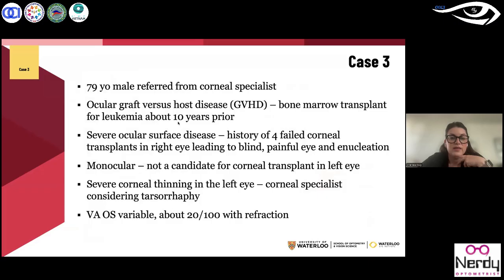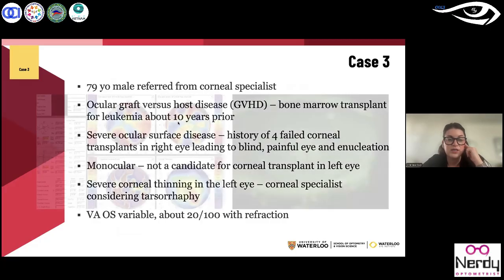So I know we're at the over the hour mark, so I'm just going to show you a recent case, a patient with graft versus host disease and severe ocular surface disease from that, who actually has a prosthetic eye from 4 failed corneal transplants. So she is monocular, but due to ocular surface disease and some severe corneal thinning, the corneal specialist was considering a tarsorrhaphy, but best corrected VA was very variable, about 20/100 with refraction.